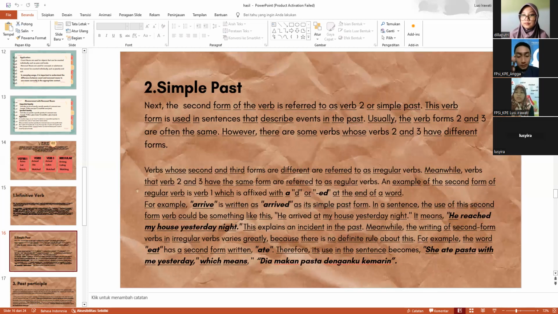Meanwhile, the writing of second form verbs in irregular verbs varies greatly because there is no definite rule about this. For example, the word eat has a second form written ate. Therefore, this use in a sentence becomes: she ate pasta with me yesterday, which means dia makan pasta denganku kemarin.